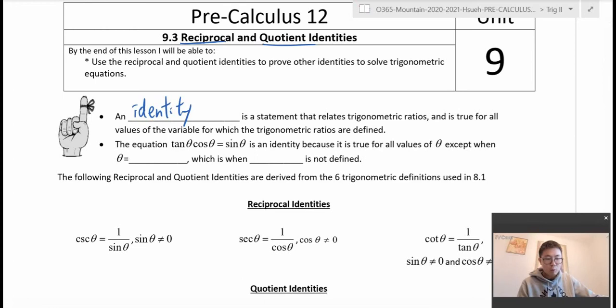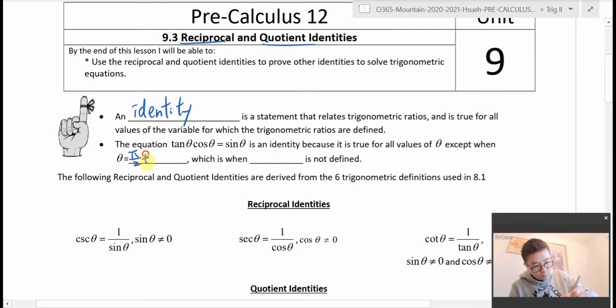So this is what we call an identity, because it is true for all values of theta except when theta equals pi over 2 plus pi n, where n is an element of the integers. Now you might ask, well, where did I get this from? Well, this is when tangent theta is not defined. The question is, when is tangent theta not defined?